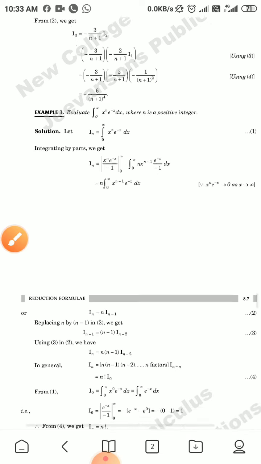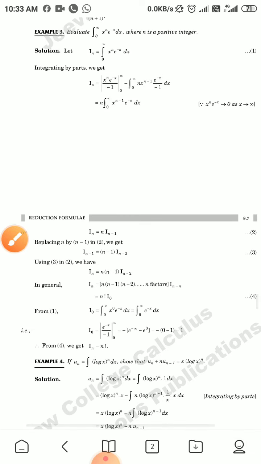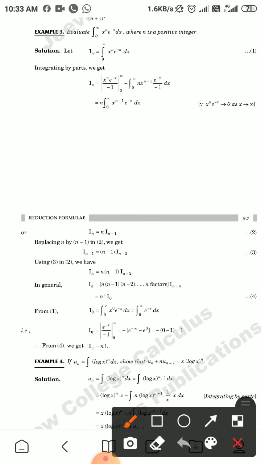Now example number third: evaluate integral 0 to infinity x raised to power n e raised to power minus x dx, where n is a positive integer. Solution: let In be according to integral 0 to infinity x raised to power n e raised to power minus x dx.